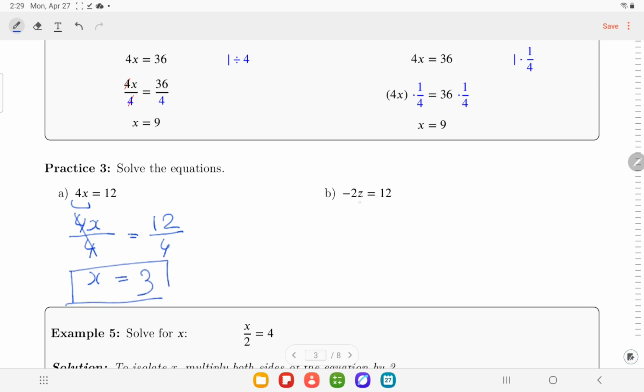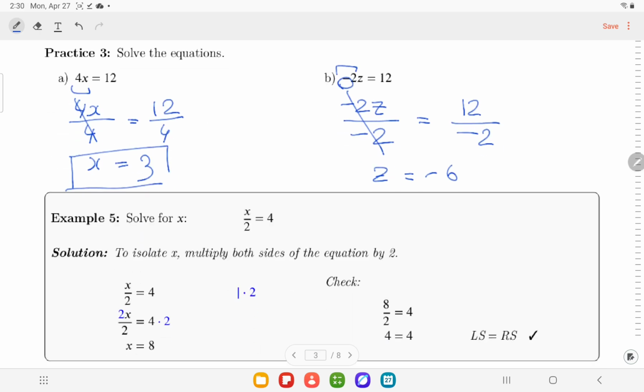And same idea here, we're trying to isolate for our z, but the negative 2 is in the way. So we want to divide each side by negative 2. So the negative 2's here will cancel. And we'll end up with z equals negative 6. And don't forget to divide by the negative as well, because the negative is part of the coefficient in front of the z. So we are solving for z and not negative z.